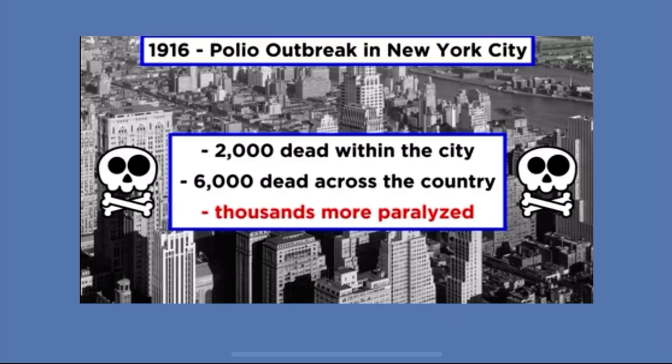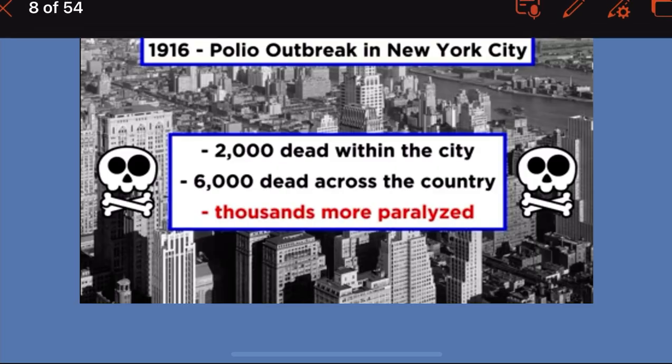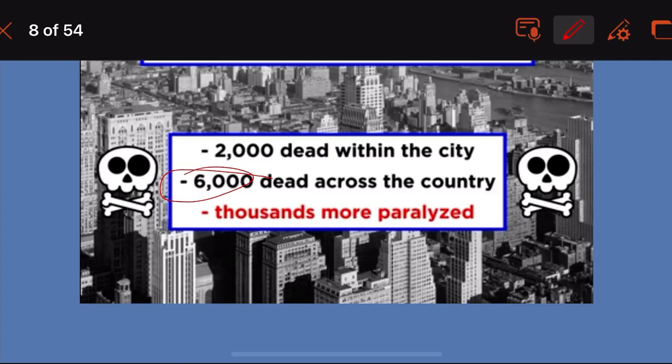So we see it was killing 2,000 in New York City, primarily in Brooklyn, whereas it was killing around 6,000 across the country, and thousands were paralyzed. Is it clear? 6,000 across the country, 2,000 within the city.